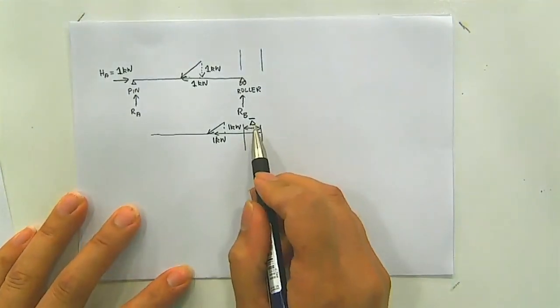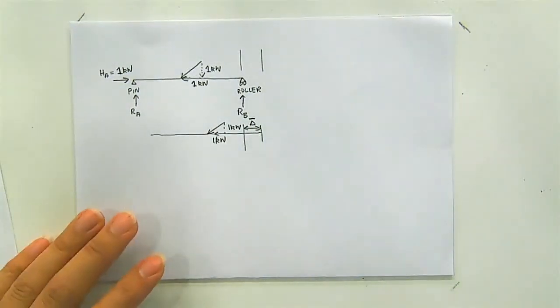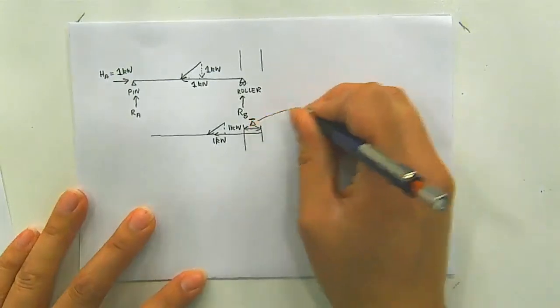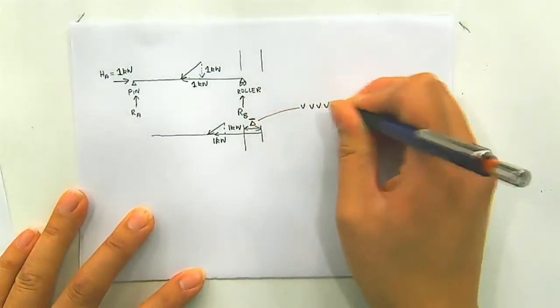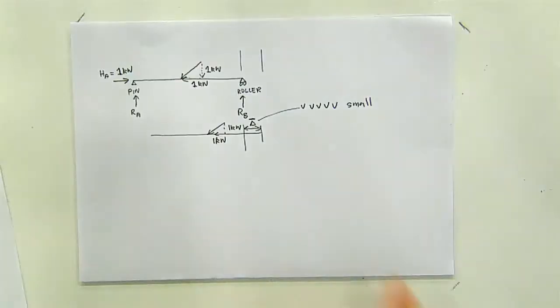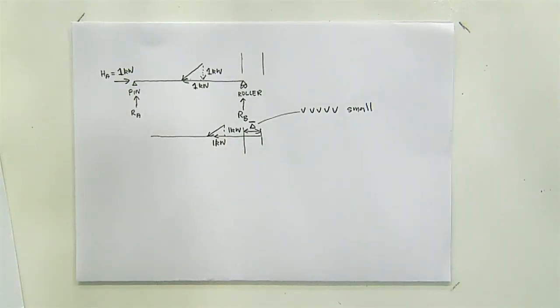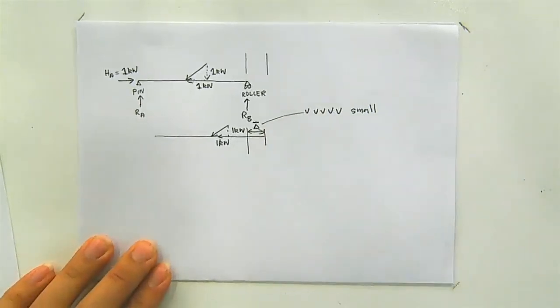Now, this value delta, you could ask, what is it? It's a very, very small value, like a micron. It's less than a micron. I've obviously shown it on an exaggerated scale, but it's really, really small.